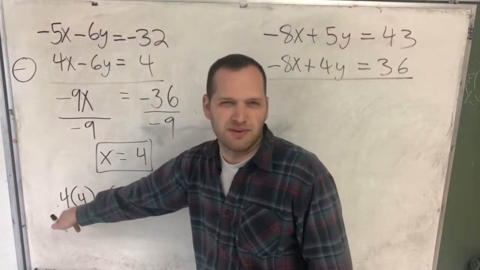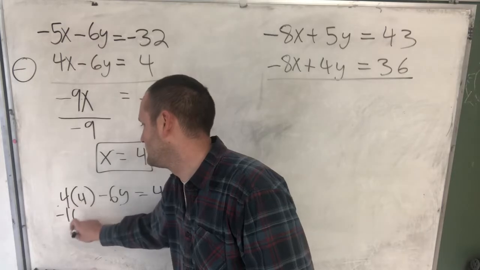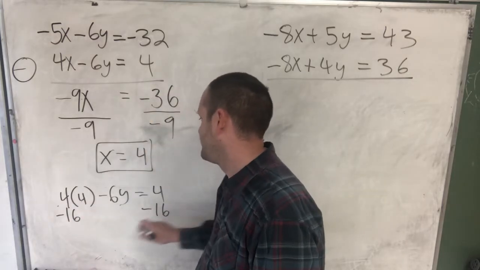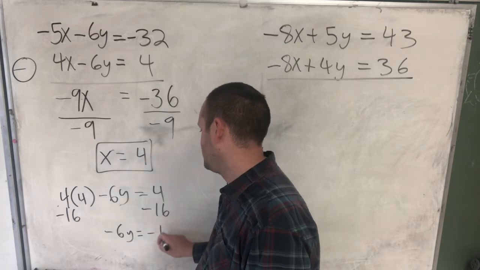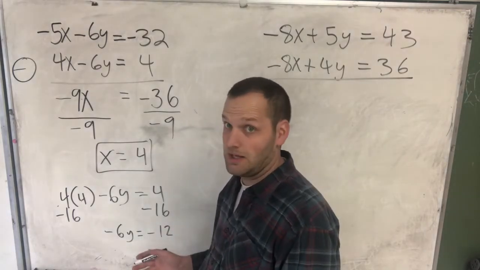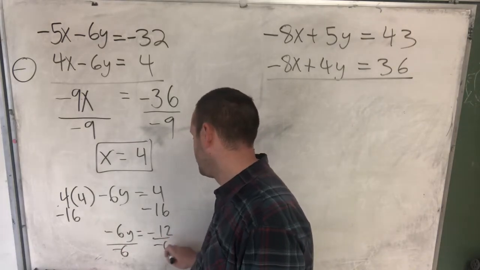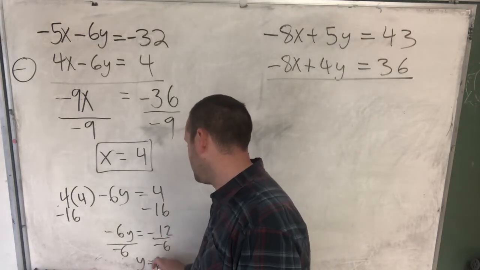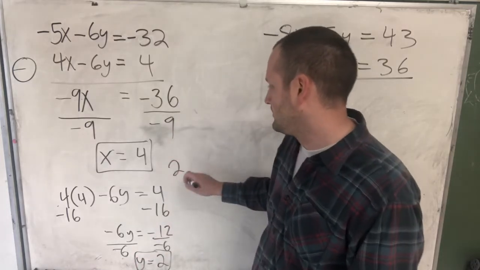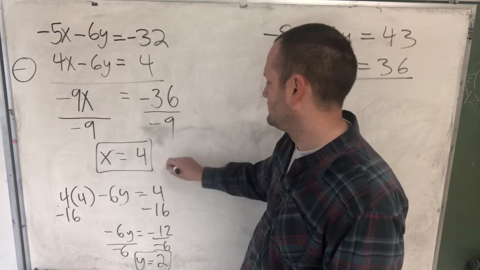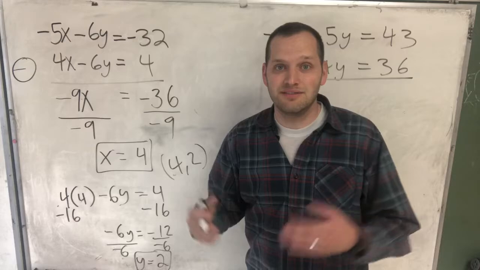Well, what's 4 times 4? That's 16. So I'm going to subtract 16 from both sides. That gives me negative 6y equals negative 12. If I want to get y by itself, I divide by negative 6, and it gives me y equals positive 2. So my answer here is (4, 2). That is the point where these two lines intersect.